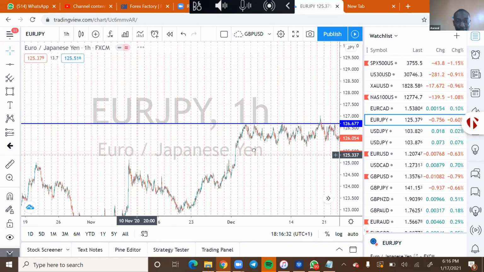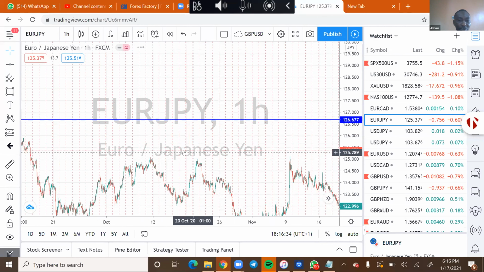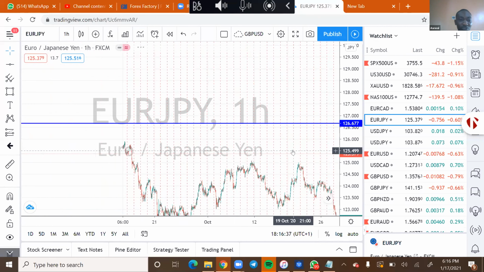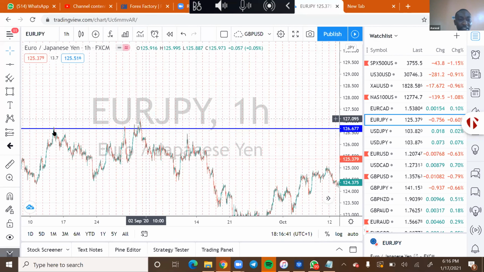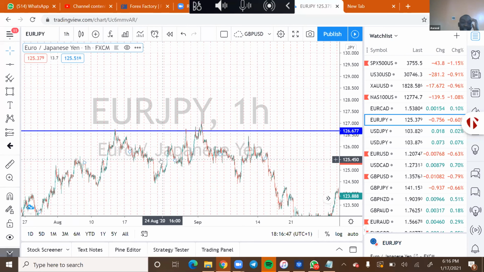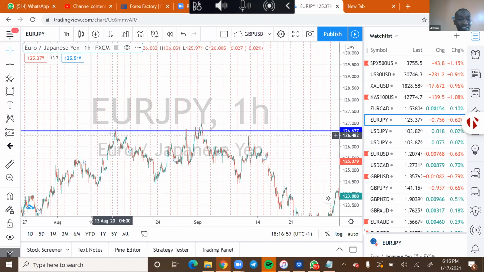If I go to the past, I will see areas in the market. The market has gotten to those areas before. Now you can see this is in the past. You can see the market found it difficult to go above this blue line here. That shows me that area has been a good resistance, because the idea of a forex chart is that what has happened in the past is going to happen again in the present. Now, this is 13th of August 2020. This is 31st of August 2020.